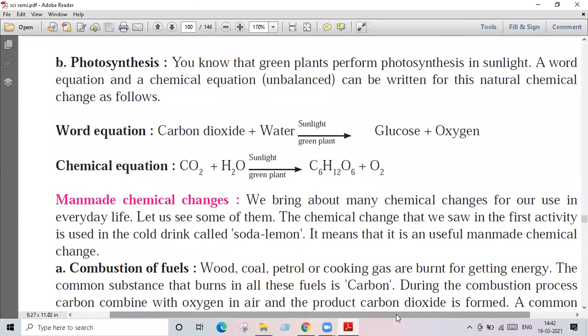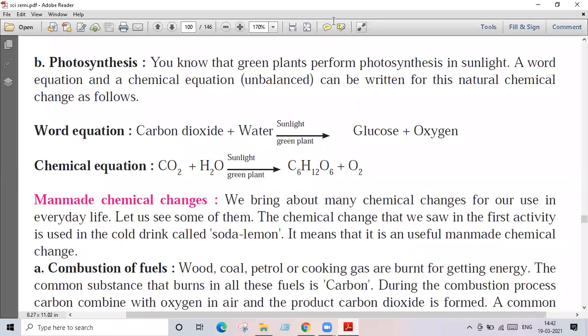Don't worry, we will again repeat it. The second process is photosynthesis. This is a process by which the plants produce their food, or ultimately the food is acquired by us. So you know that all green plants perform photosynthesis in sunlight. For growth of any plant, you know very well that it requires sunlight.